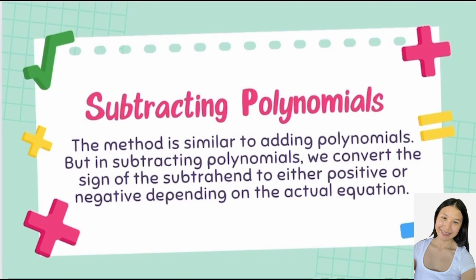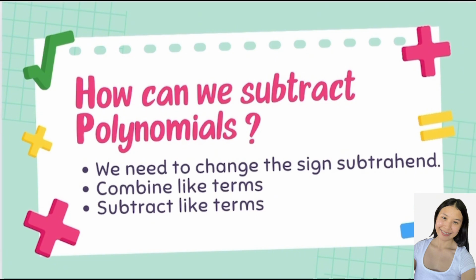So let's proceed to subtracting polynomials. The method is similar to adding polynomials, but in subtracting polynomials, we need to convert the sign of the subtrahend to either positive or negative depending on the actual equation. How can we subtract polynomials? First, we need to change the sign of the subtrahend. Then second, we need to combine like terms. Then last, subtract the combined like terms.